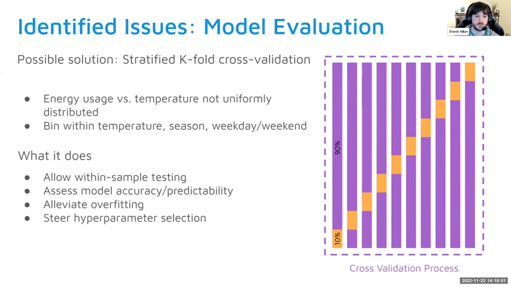Ultimately, all of this allows us to do within-sample testing so that we don't have to rely on comparing one meter in year 0 to the same meter in year 1 and just hoping that we are able to get the best answer. Instead, we can just do it within the same year. This would also allow us, as I mentioned, to assess the model accuracy and predictability. It'll help to alleviate overfitting, because if we're overfitting, we won't see the same positive predictability that we would otherwise. And this will also help steer us in model selection, hyperparameter selection, that sort of thing.